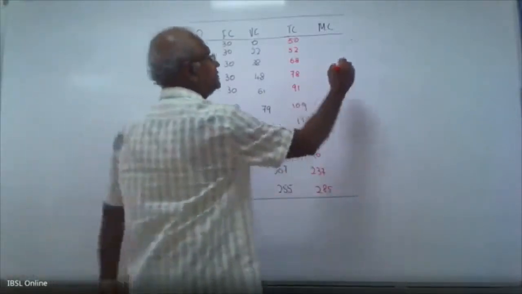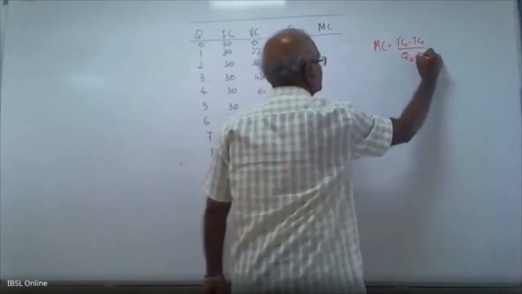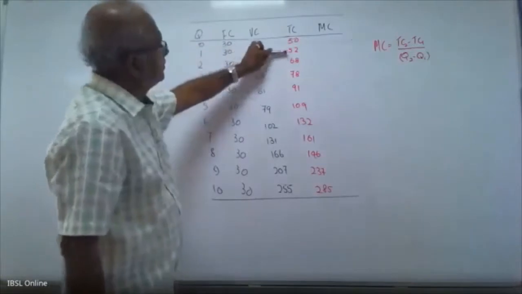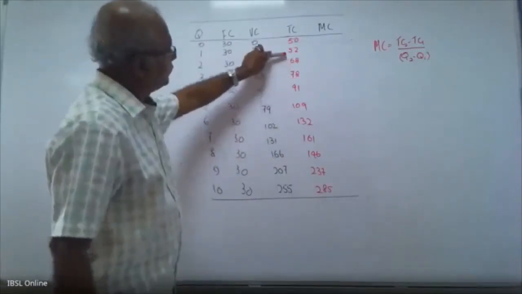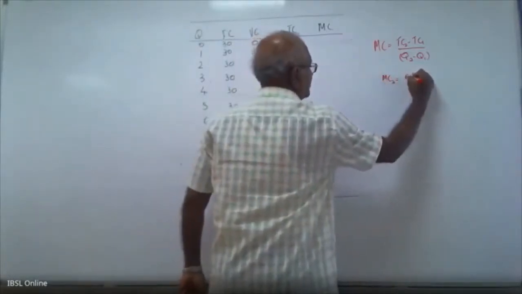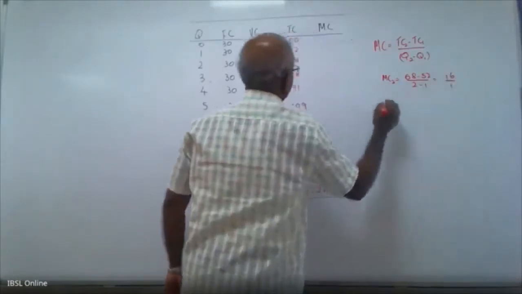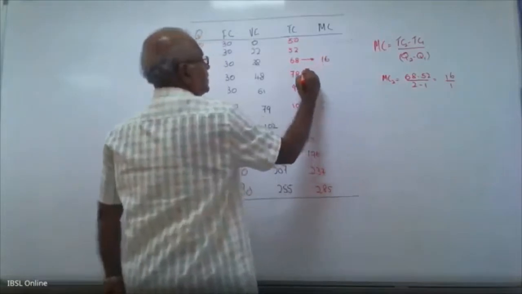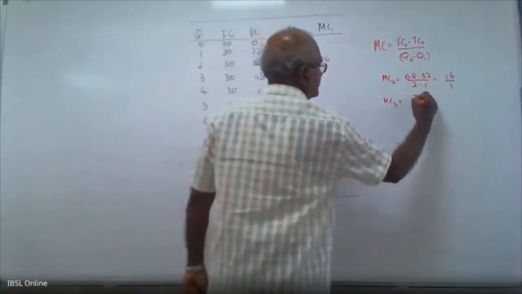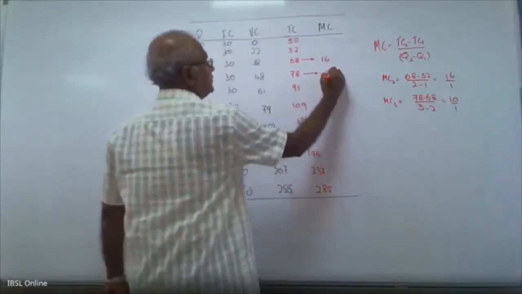MC. What is MC? MC of the first unit, let's calculate first. Second unit 68, first unit 52. MC of the second unit is 68 minus 52 divided by 2 minus 1. This is 16. Third unit: 78 minus 68 divided by 3 minus 2. Like that, you can calculate.